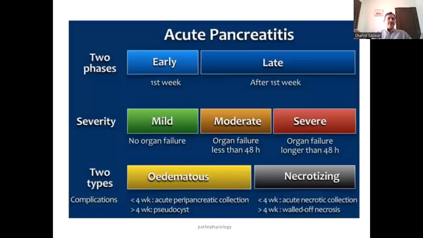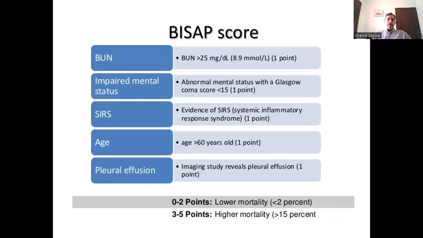So there are different ways of staging that we've talked about: mild, moderate, severe, edematous, or necrotizing. These are the terminologies which should be used properly. But the limitation with the Atlanta score is that it needs 48 to 72 hours to decide whether the patient has developed multi-organ failure or not, whether there is necrosis or not. But right at the time of admission in emergency, you need to decide where to take the patient. Should he be admitted in the general ward or in the high dependency unit, or is he a candidate for ICU care? For that, this BISAP score is much more helpful.